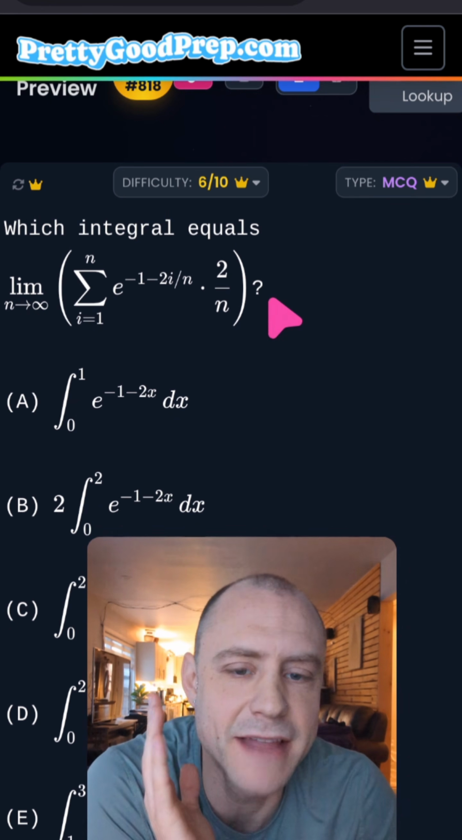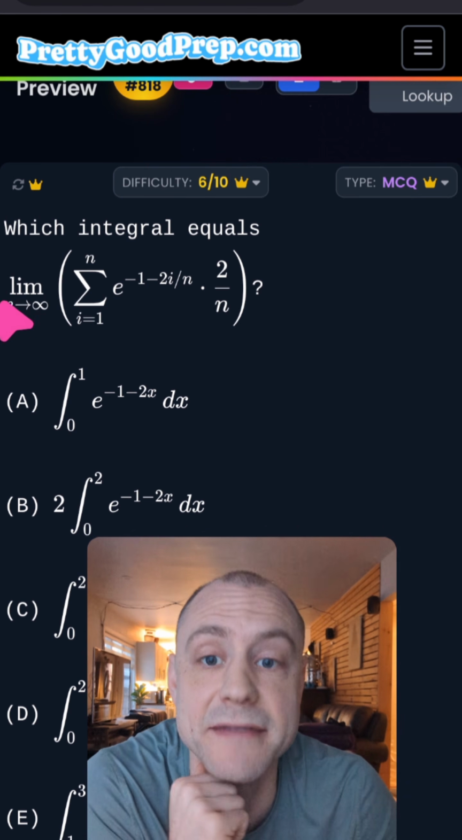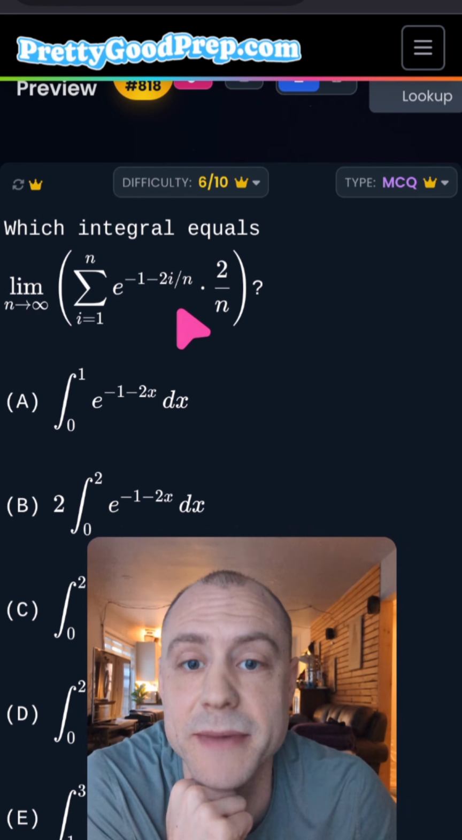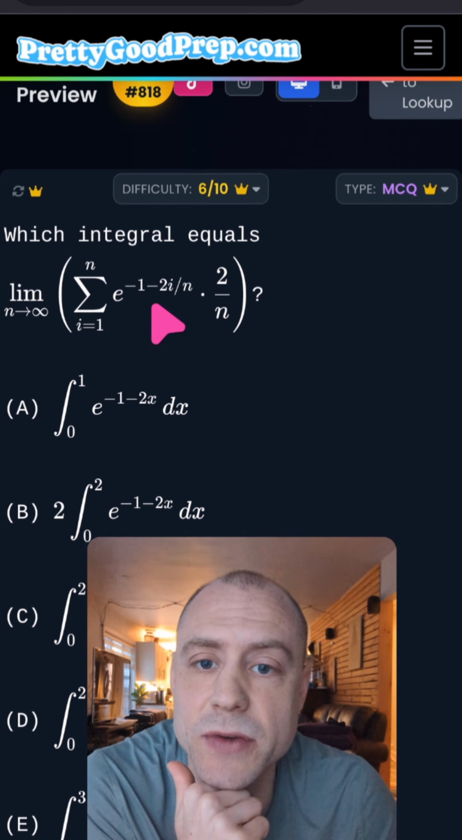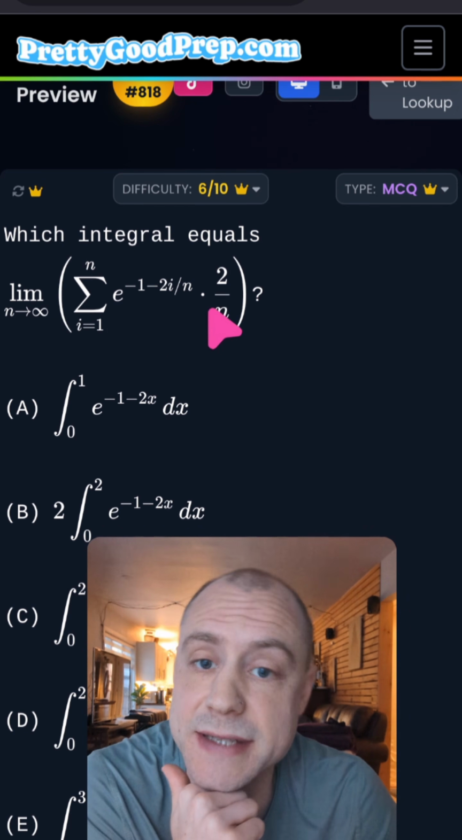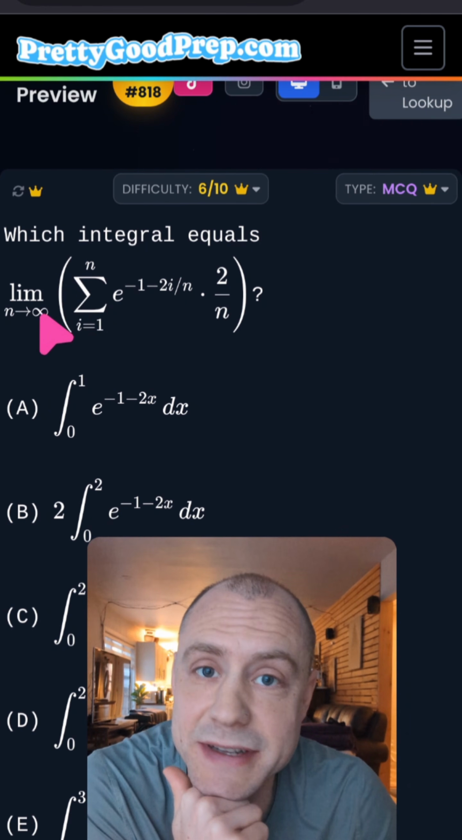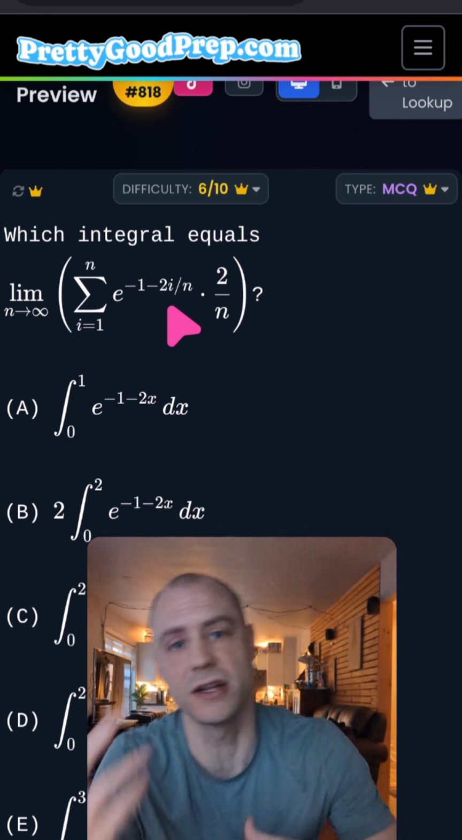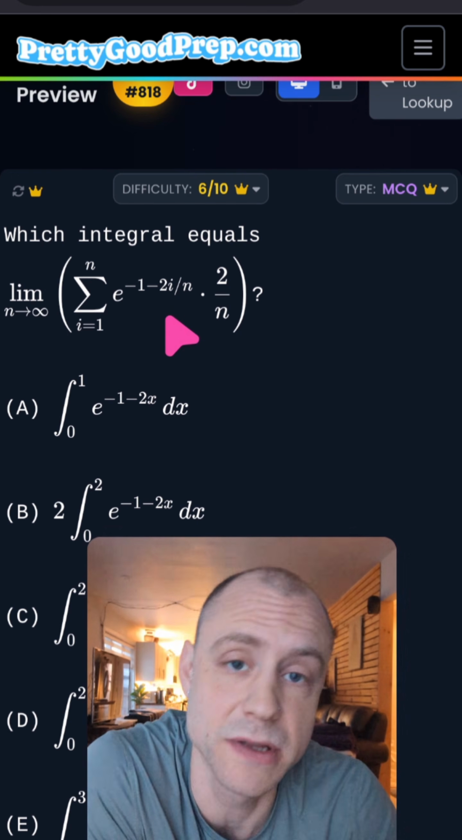Now, if they could have made this a little bit harder by just saying evaluate the limit, that would have been a little bit harder to do. But in this question, they give you a hint that this is actually an integral. See, if you don't recognize that this is a Riemann sum, then you're not going to be able to evaluate this limit. You might be trying to do it with algebra or something else. So they've given you a little bit of a hint here.